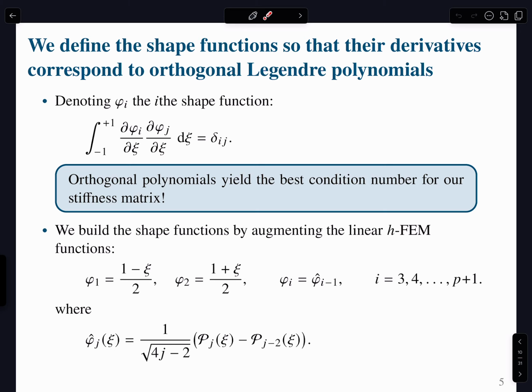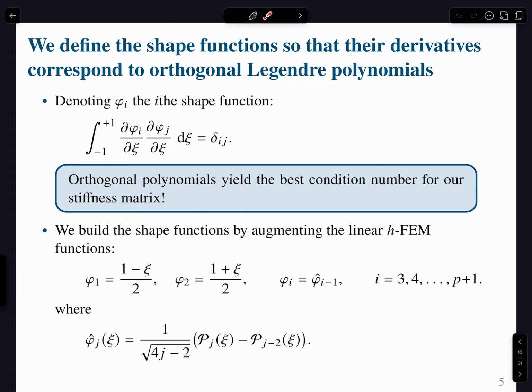And so, let's build our shape functions. The way p-FEM works is I'm going to take my linear basis that I know from FEM, and I'm not going to ever touch that basis. This is going to stay fixed. And so you see that my first two functions are phi1 equals (1 minus ξ) divided by 2.